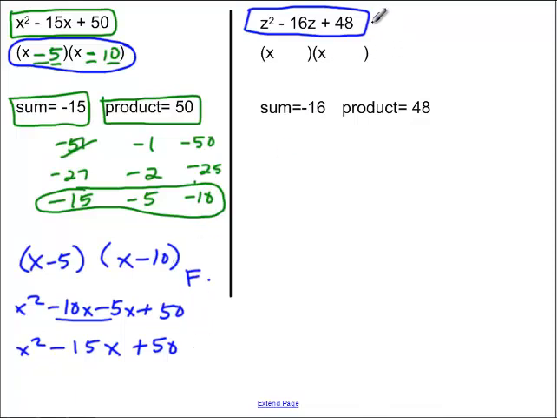Chapter 6, we're going to kind of go backwards. We're going to go back and start and give you the product. It's kind of like playing Jeopardy, giving you the answer. Now you got to give me the question. So if I give you the trinomial here, we've got to try and factor it out.